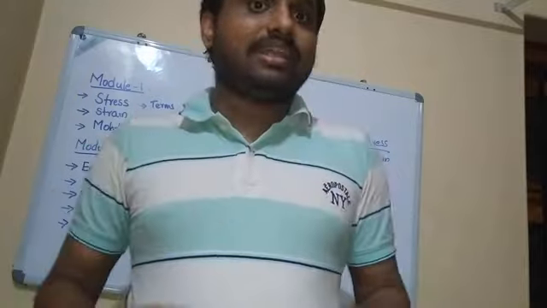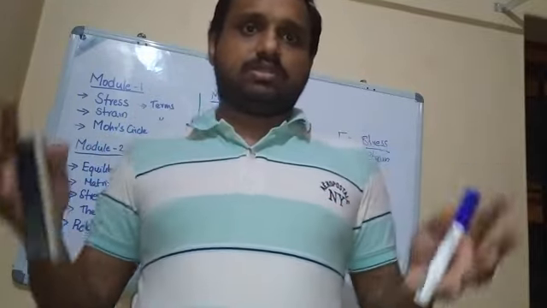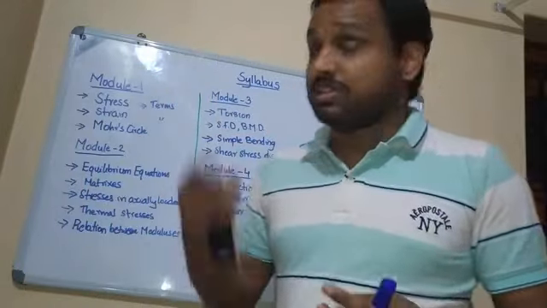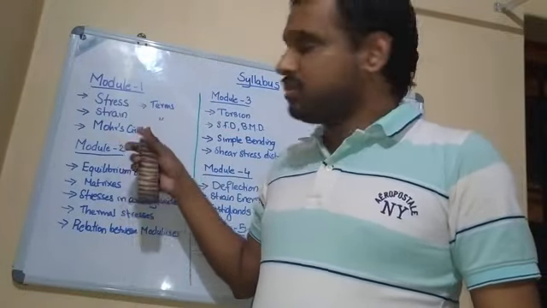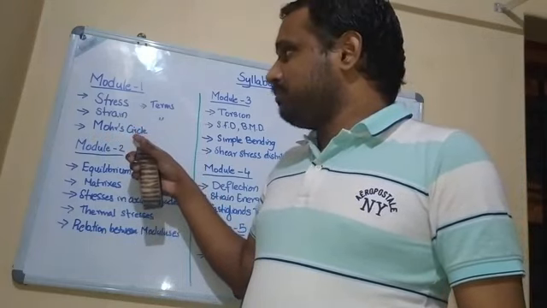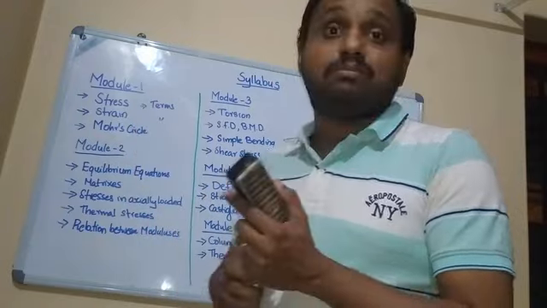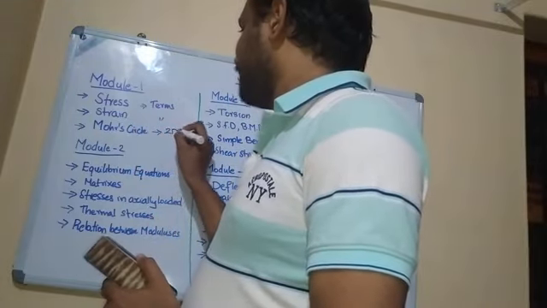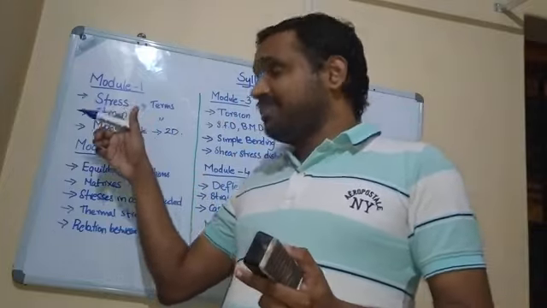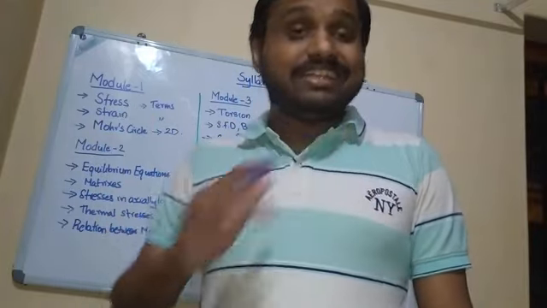I'll be detailing all these things in the next lectures when we start the first module. And one of the main points in the second module is Mohr's circle, and this is only for 2 dimensions. And one more thing, this stress and strain we will be learning in detail.